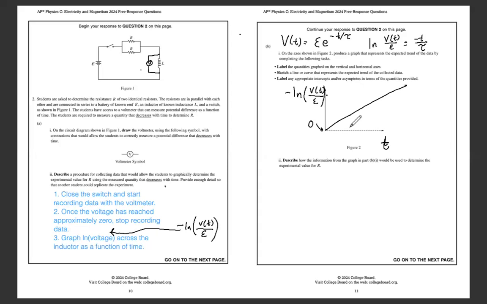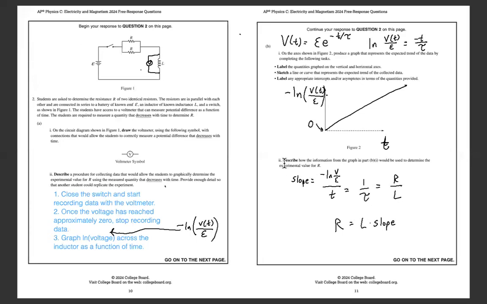All right, describe how the information could be used to calculate R. Well, the slope is going to equal negative natural log of V over E divided by T, which is going to equal 1 over tau, which is going to equal R over L. So therefore, R is going to equal L times the slope of our graph. So I'm making use of the time constant for an RL circuit to help me solve for the resistance. And we do know the inductance, so we're all good.